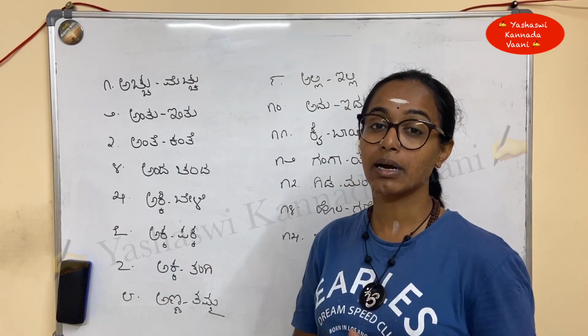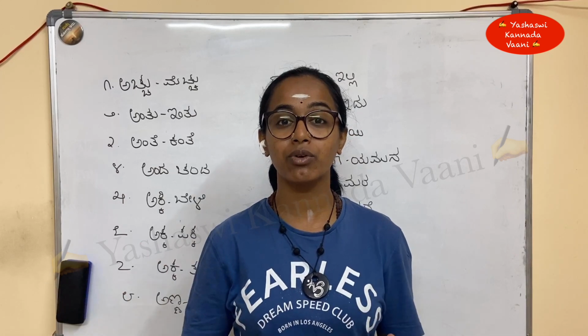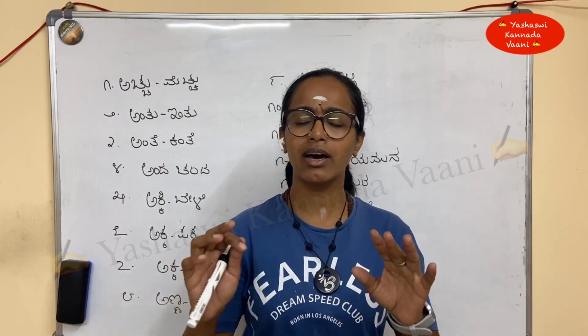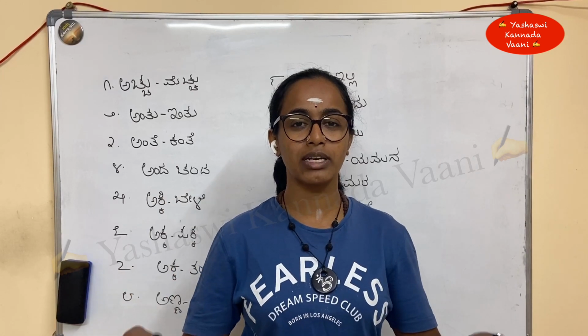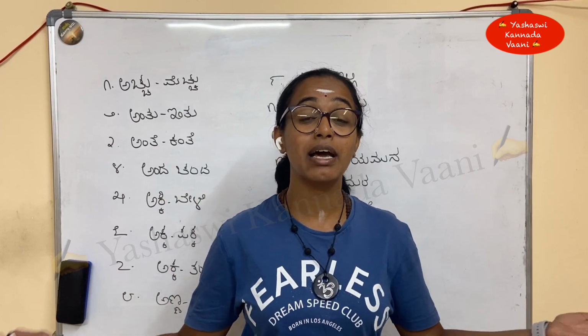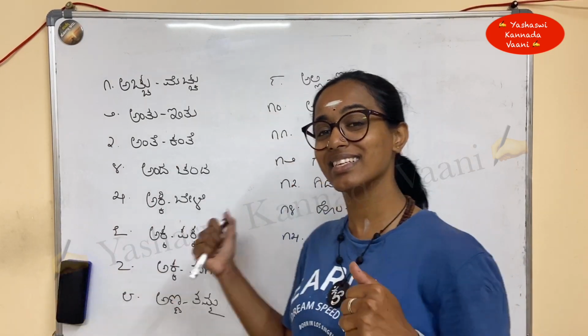Next is akka pakka, here and there. Next side, or your neighbors. Akka pakka maneyaru tumba ಒಳ್ಳೆಯವರು. My neighbors are really good. akka pakka ಯಾವಾಗಲೂ ಜಗಳ. My neighbors will always quarrel. So ನನ್ನ ಅಕ್ಕ ಪಕ್ಕ ನನ್ನ ಫ್ರೆಂಡ್ಸ್ ಇದ್ದಾರೆ. Next to me there are my friends. So we can use it in this concept.